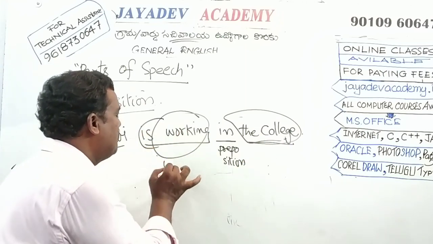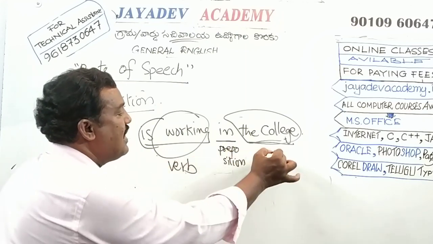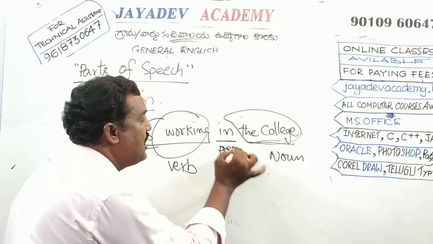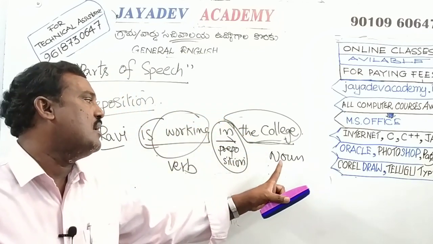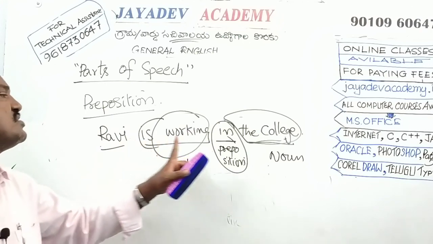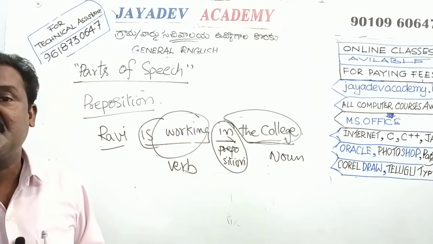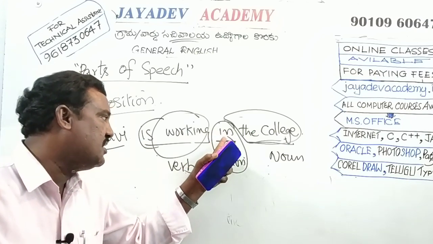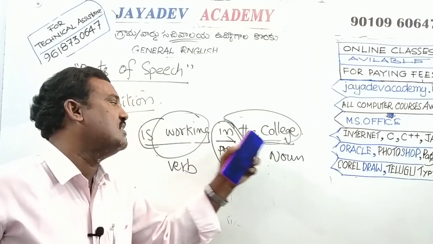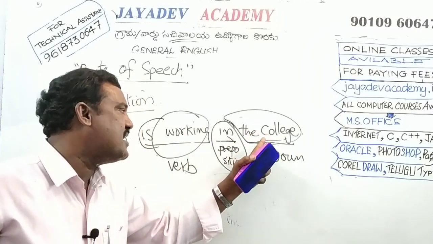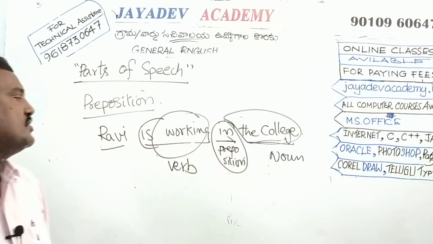Working means verb. College means noun. Here, the preposition in shows the relation between verb and noun. Ravi is working in the college. If you remove the preposition in, it is meaningless. So because of in, we can understand Ravi is working. Where is he working? In the college. So a preposition joins two words together. Working and the college. Next one.